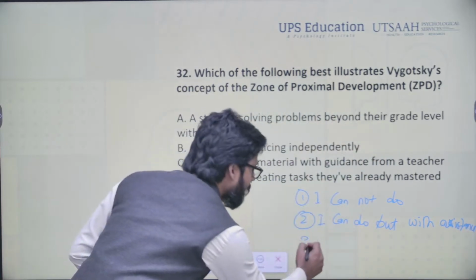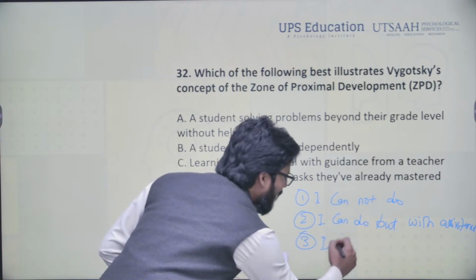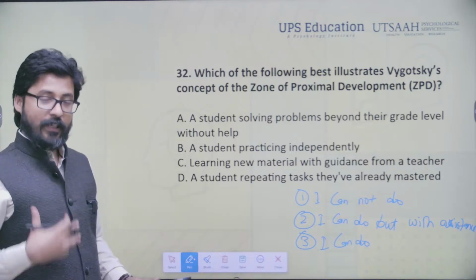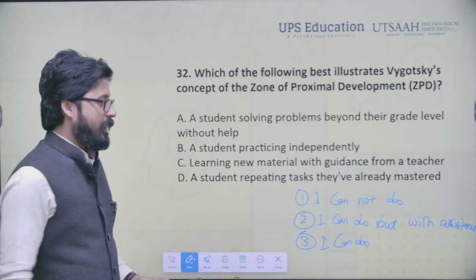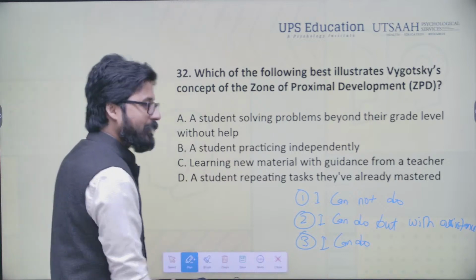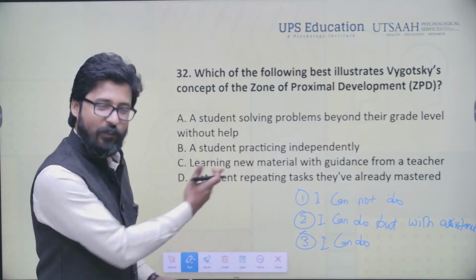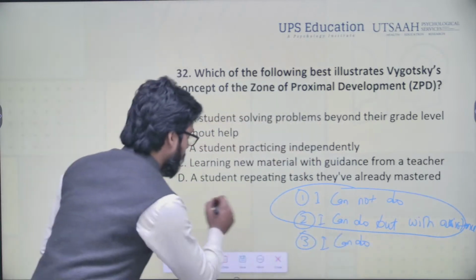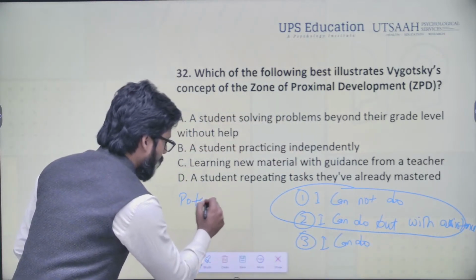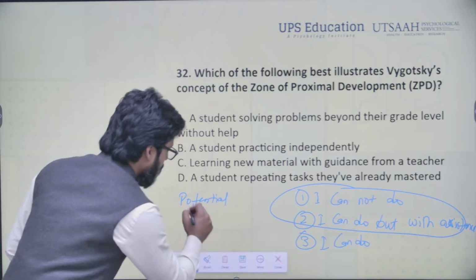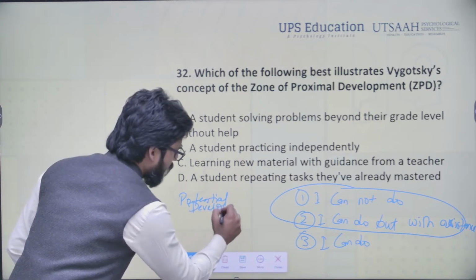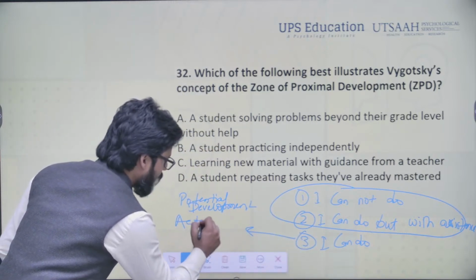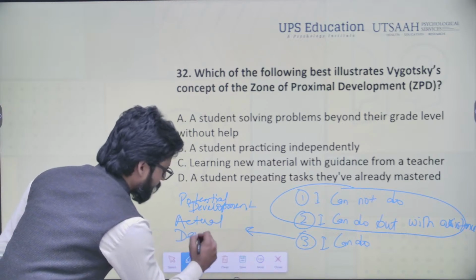And then third, I can do it, and they do not think about assistance. They think I can do it without any assistance. So there are three different kinds of thought development. We can say the first two are potential development, and the last is actual development.